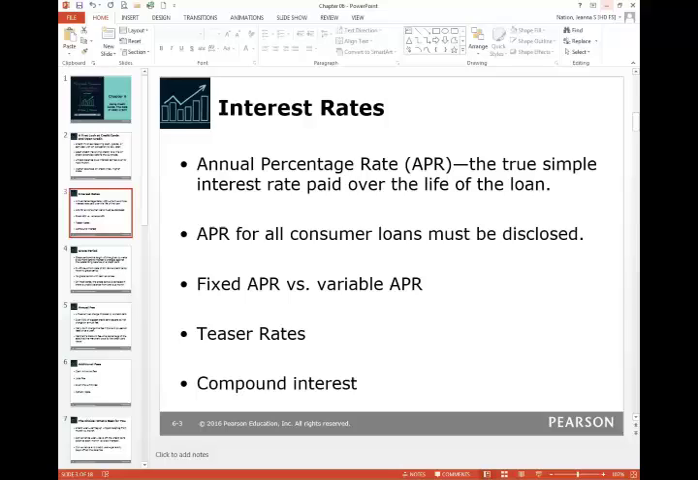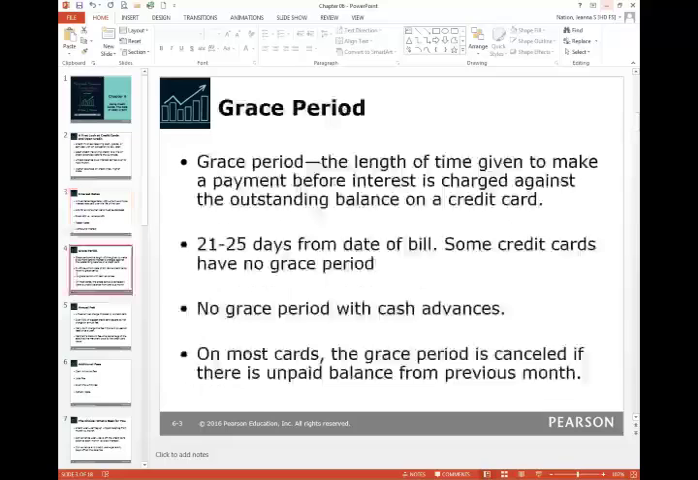All of the interest rates must be disclosed not only on the application but on every billing statement. You'll want to know whether it's a fixed or variable. So a variable can go up and down, a fixed will stay the same forever. And then teaser rates. Does it stay low for a certain period of time and then go up?